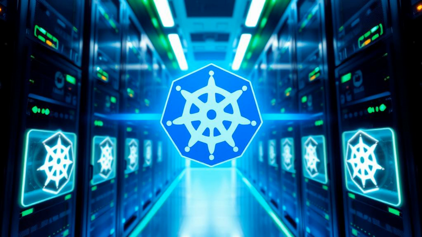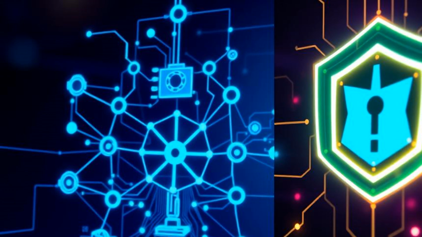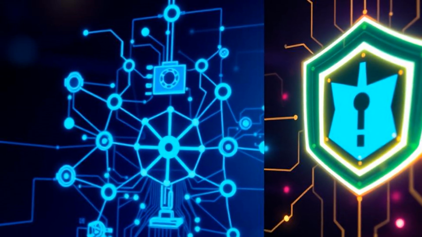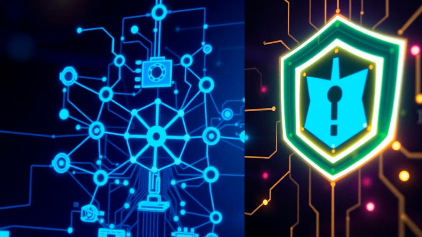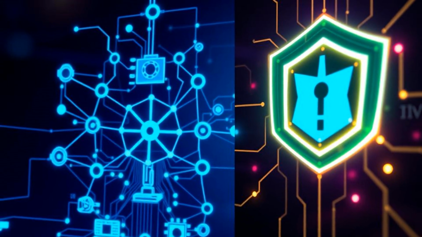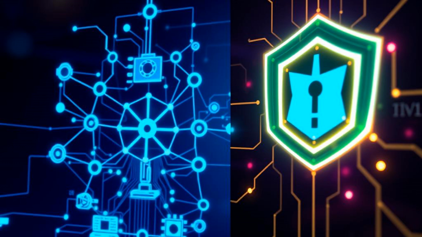Imagine your Kubernetes cluster as a bustling city. You wouldn't leave the city gates wide open, nor would you give every citizen a master key to every building. Similarly, in Kubernetes, you need to control who can do what, where traffic can flow, and how sensitive information is protected. Ignoring security in Kubernetes is like building a magnificent skyscraper on quicksand. It looks great until it all comes crashing down. From data breaches to unauthorized access, the risks are real and can have devastating consequences.